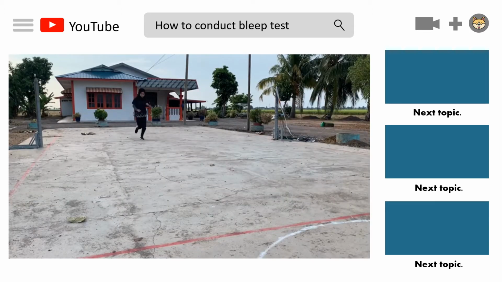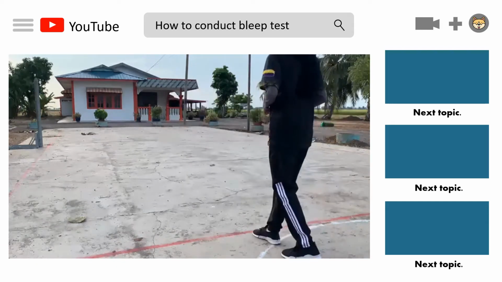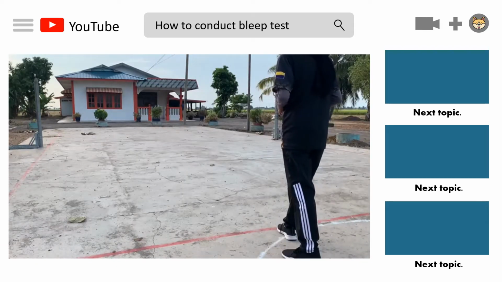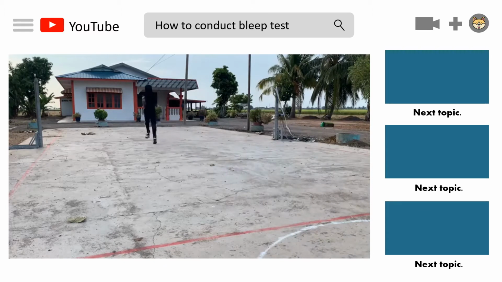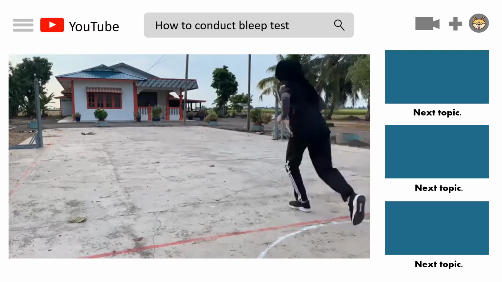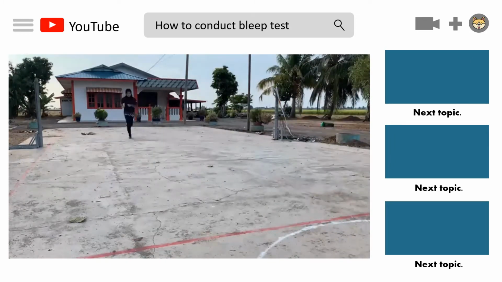Level 1, 2. Level 1, 3. Level 1, 4. Level 6, 9.